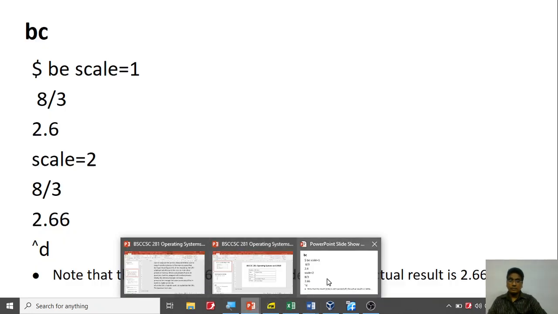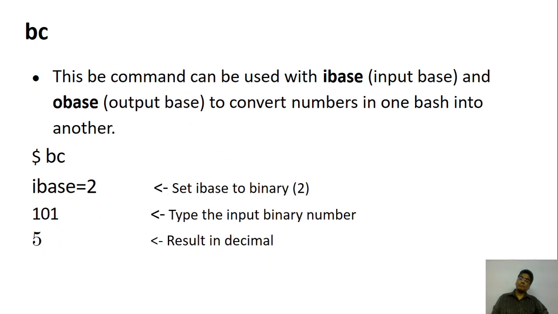Now let's go to the PowerPoint, and let's go to the other part. This basic calculator can also be used to set the base. Now we are doing the decimal system. We can change it to the octal system, the binary system, or the hexadecimal system. What you need to do is give the command ibase for the input base. obase means the output base. If you are giving the input in binary, then set ibase, that is input base, as binary. If you want the output in binary, then set obase, that is output base, as 2.